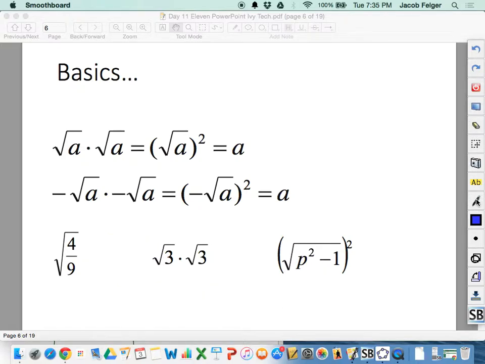So what's the square root of 3 times the square root of 3? Does that make sense? Because it'd be the square root of 9. And it follows this rule up top here. We'd really have the square root of 3 squared, which those cancel each other out, and we're just left with 3. Okay, so what would this be?